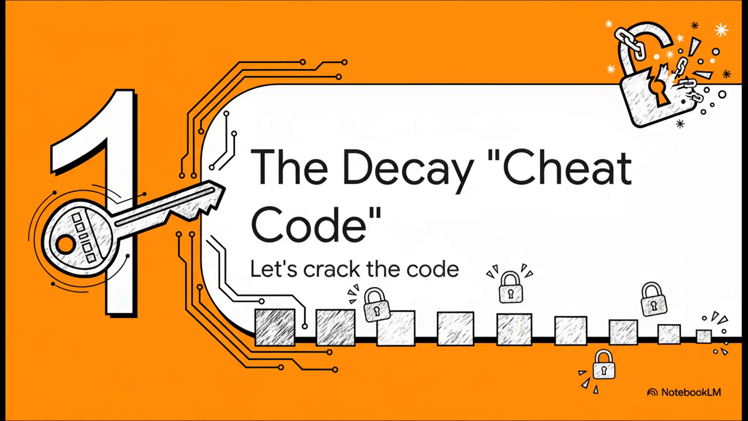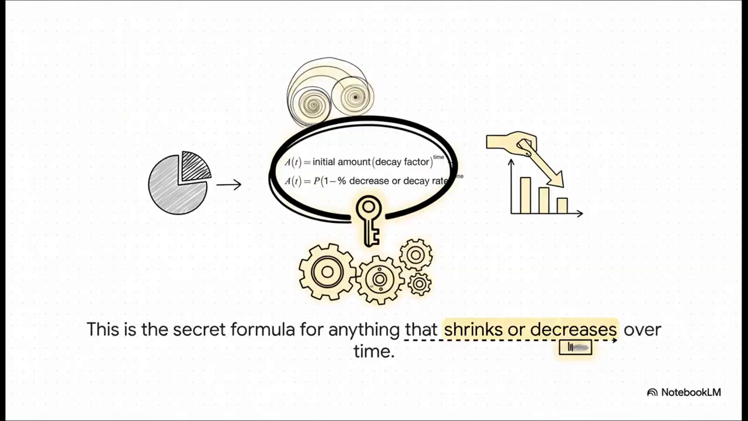Now, we're not going to call it a formula. That sounds like homework. We're going to call it what it really is, a cheat code. A cheat code for understanding anything that gets smaller over time. And right now, we're going to unlock it together. Okay, here it is. This is our master key.